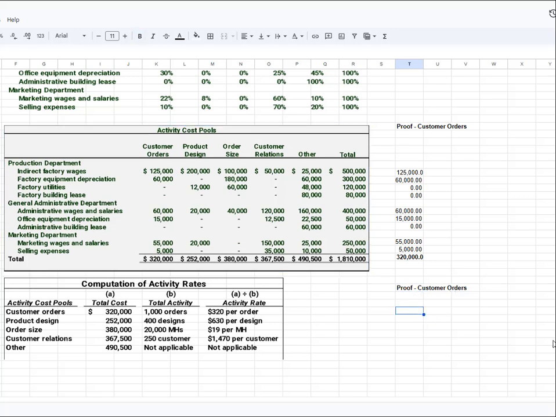So equals 320,000 divided by the 1,000 orders, and we see that we have an activity rate of $320 per order. And you would continue and do the same thing. So 252 for product design divided by the number of activities equals $630 per design. And again, these are all the capacity for the ABC costing. All right, so we have some great information as far as what each of our inputs are really going to be costing. Let's take a look at the big picture.